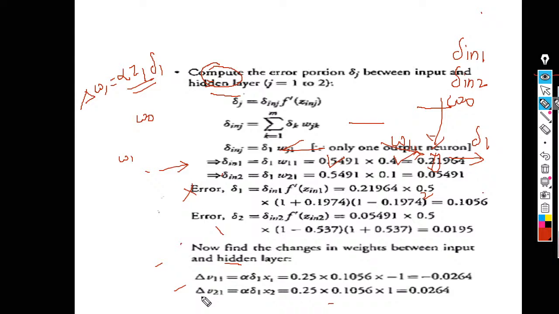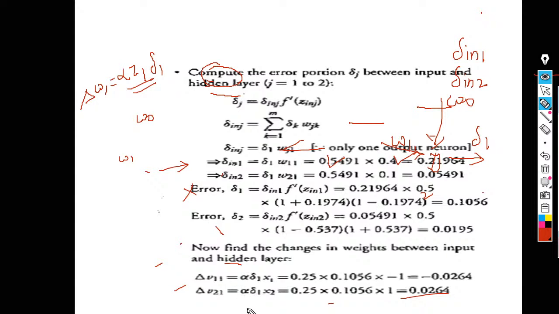Similarly change in, let's say v21, so that is what? Alpha into delta 1, okay, and multiplied by x2. So x2 is coming over there, and then it is calculated to be what? 0.25 into 0.01056 into 1, and that is coming to be 0.0264. So for every v weights you can just calculate simply the change in that v weights, right? And the formula is very simple. You just need to find out the error and what is the input which is coming, whether it's x1 or x2, and multiplied by learning factor.